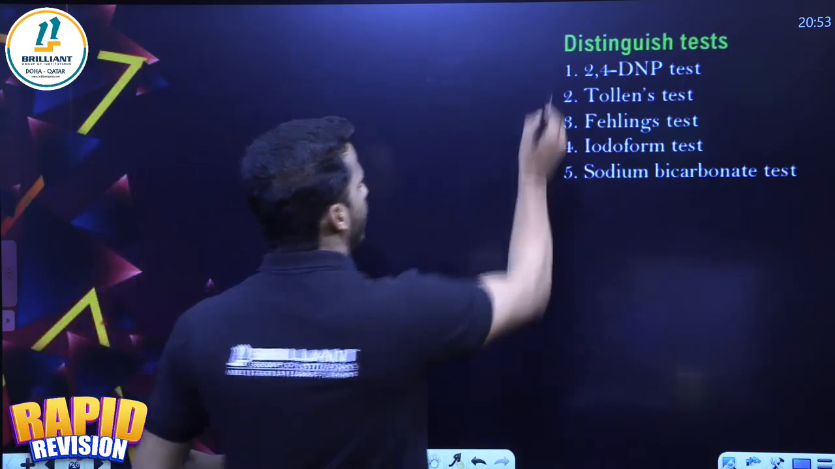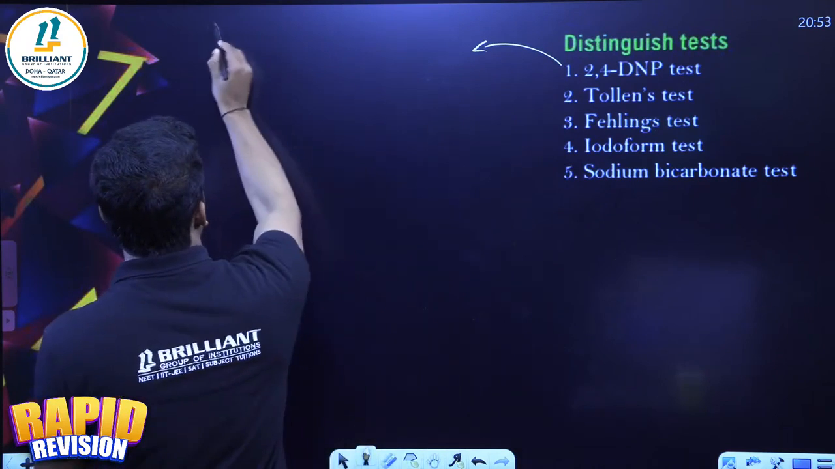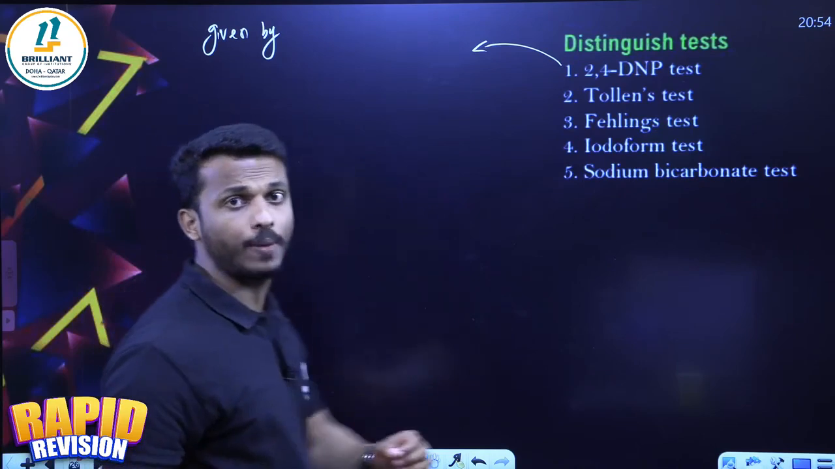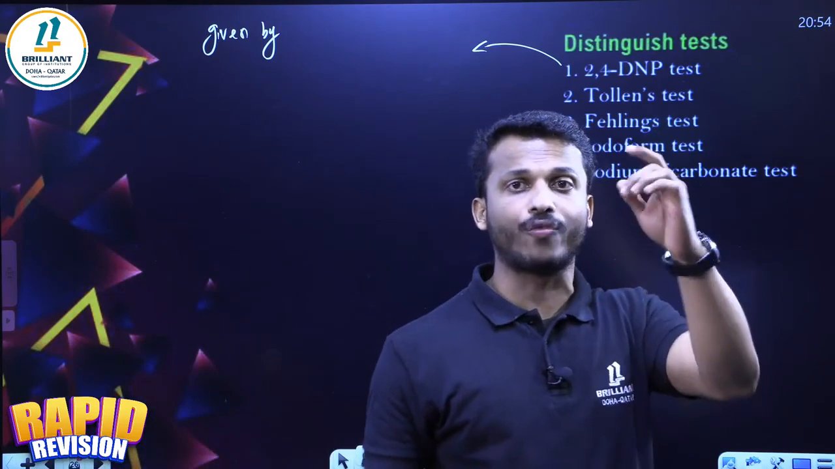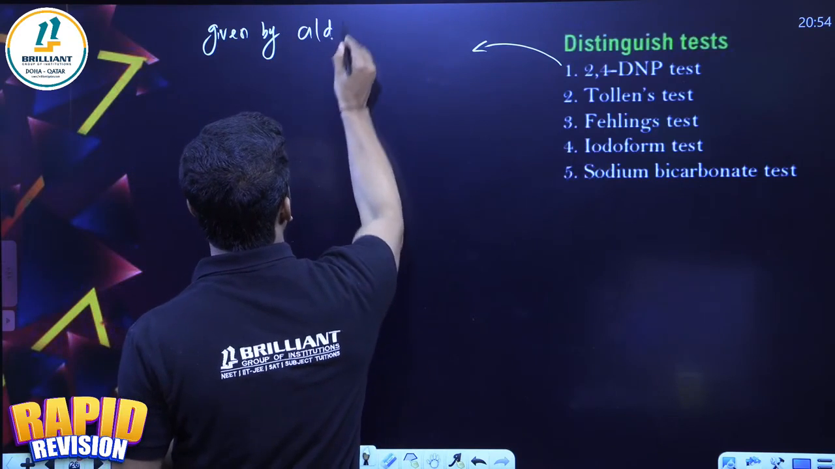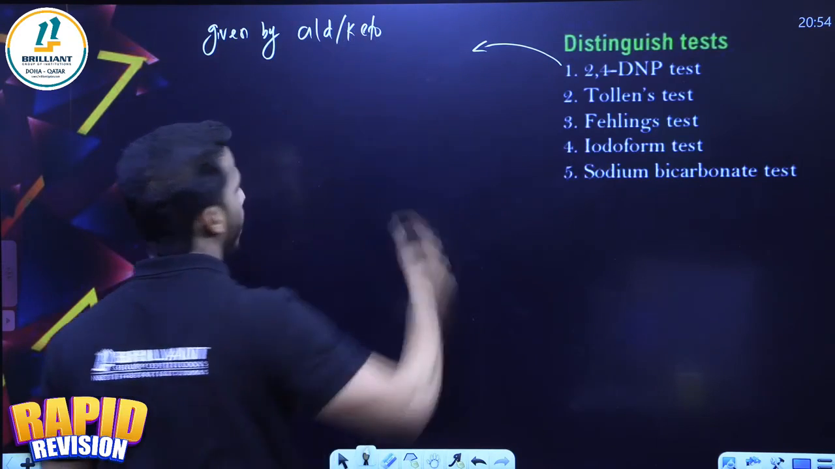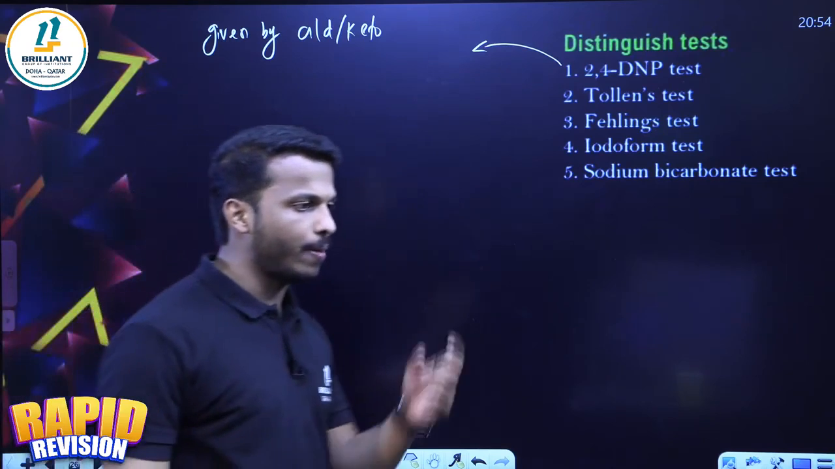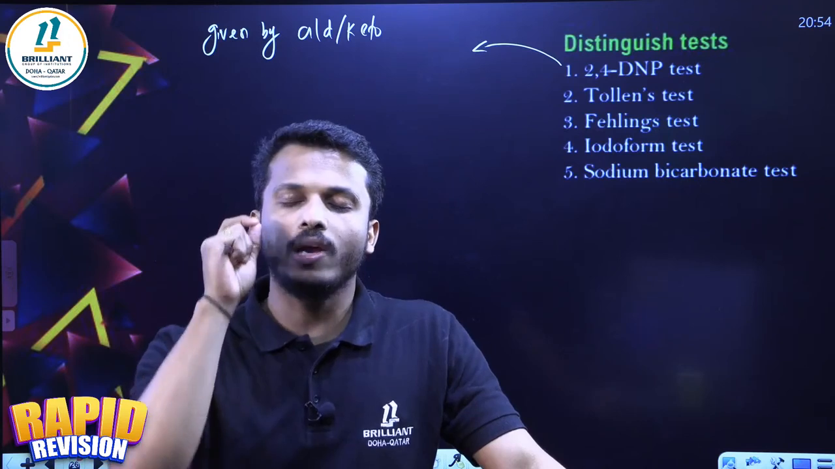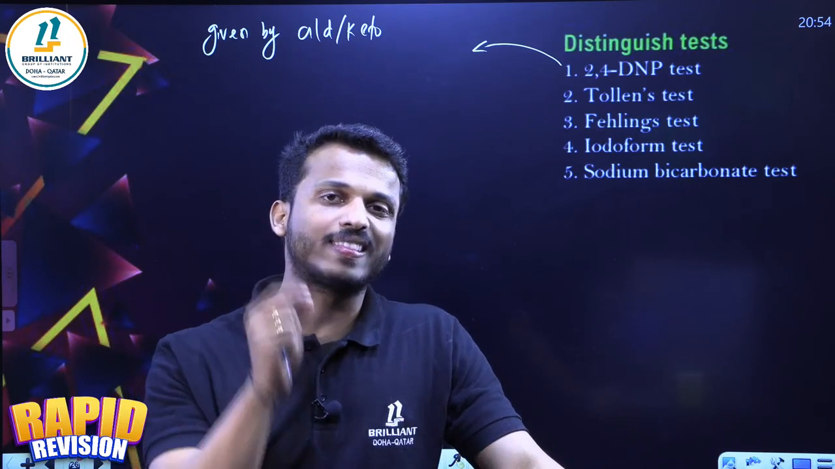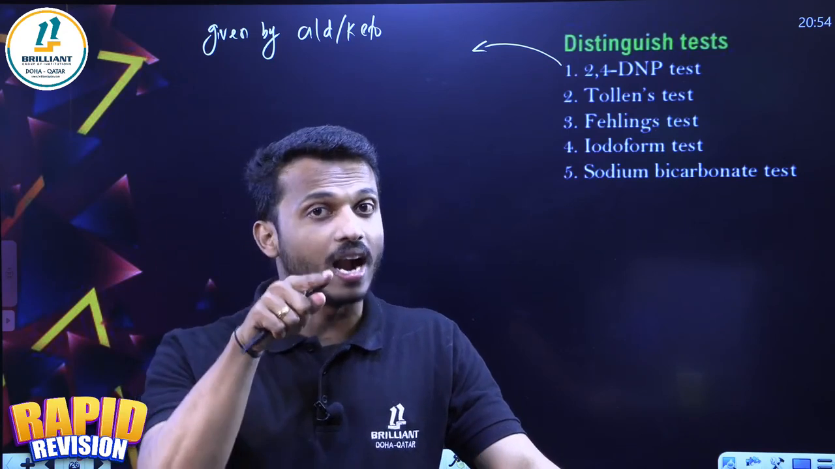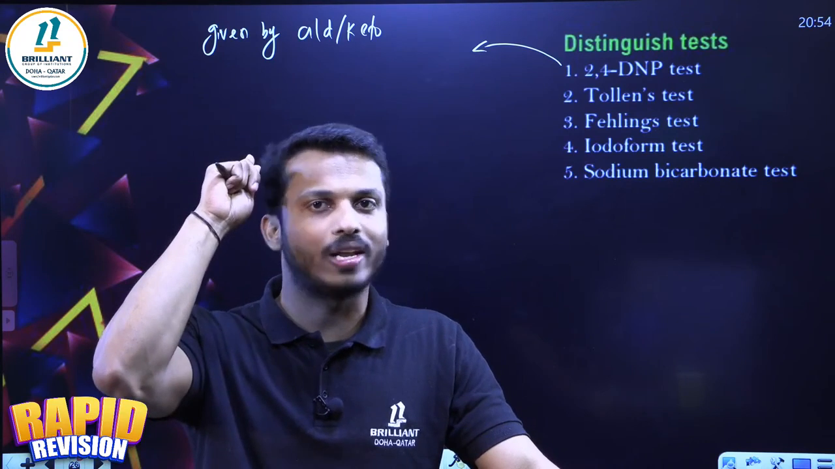What are the distinguishing tests, dear all? 2,4 DNP test. What is 2,4 DNP? 2,4 dinitrophenylhydrazine. This test is given by which one, dear all? Aldehydes and ketones. Please be careful about my question, okay? How will you distinguish between ethanal and ethanoic acid? One is aldehyde, one is acid. So the aldehyde will give this test.